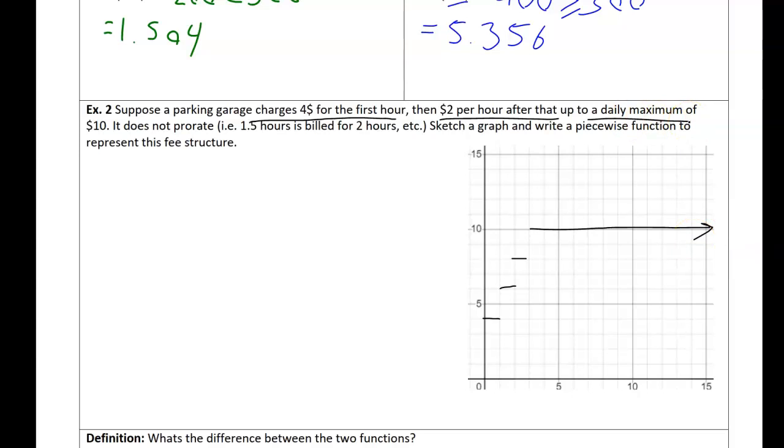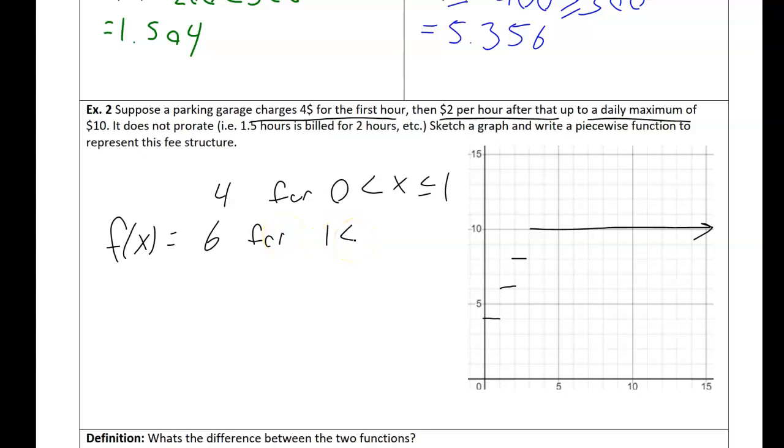So there's my function. Here's how I would write that out. So f of x equals, and then I'm going to leave a little bit of space because I'm going to make a bracket here, but I'm going to say equals 4 for, and you can write the word for if you want. I like to. 0 less than x, less than 1, right? It just makes the notation a little bit clearer. So that's my first hour. Then 6, well, that's for x bigger than 1, but less than or equal to 2.